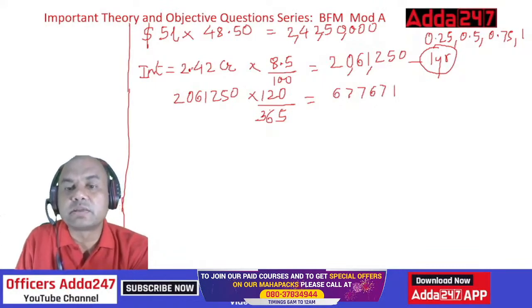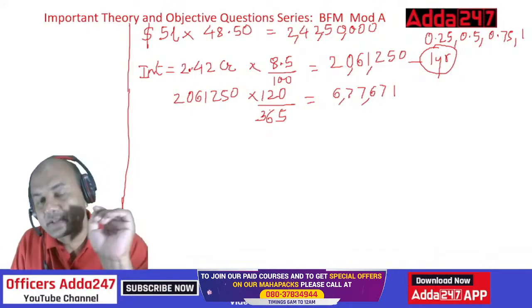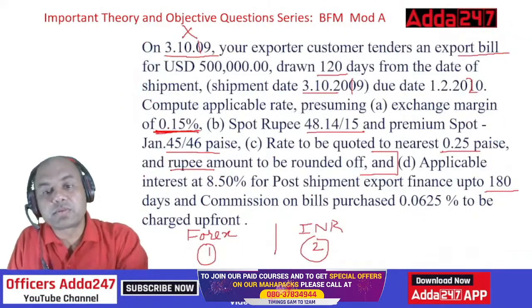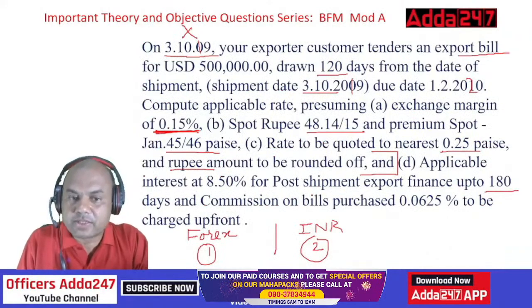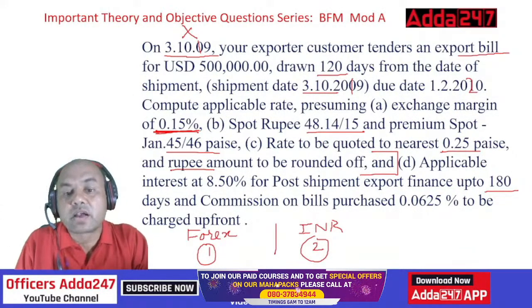677671. This is the amount. So this interest comes to 6,77,670. This is the interest. But what is given about the problem? There are two things given. One is the interest up to 180 days and second is commission.